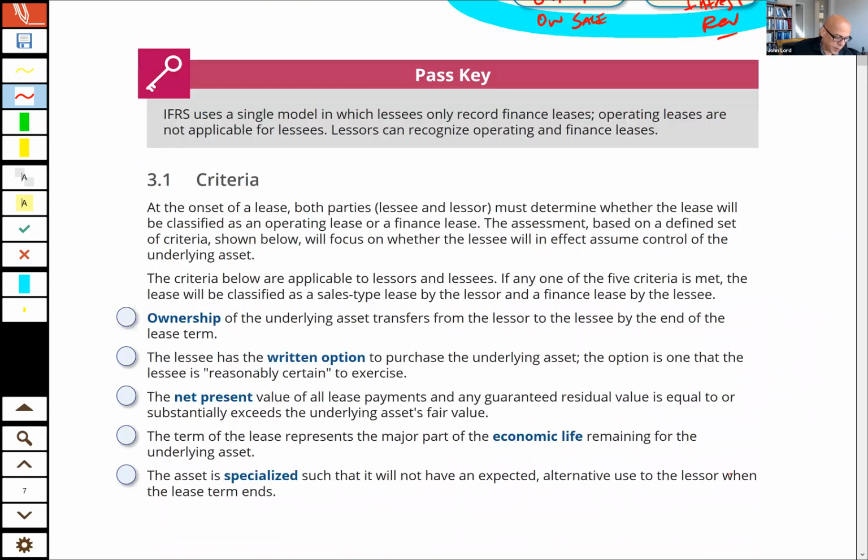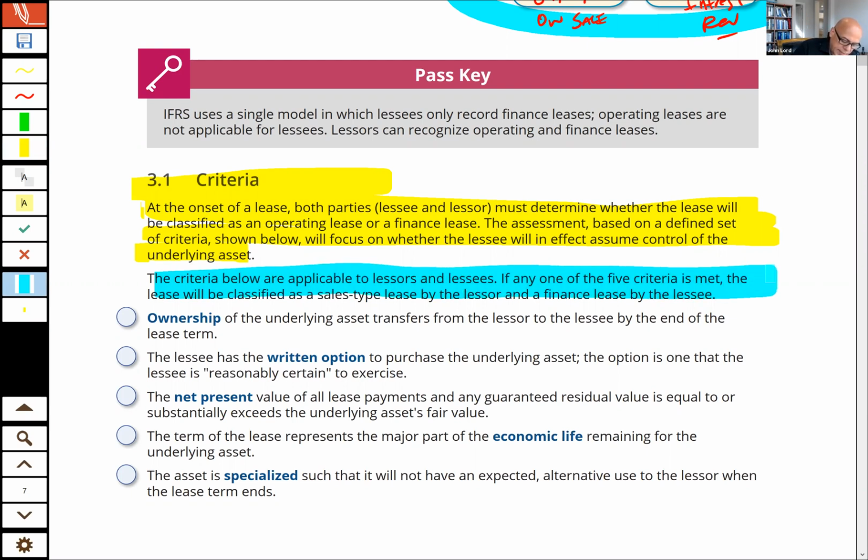Okay, now let's just go ahead and take a look at the criteria. And this criteria will help us determine whether or not we have an operating lease or a finance lease. So at the onset of the lease, both parties must determine whether the lease will be classified as operating or finance. The assessment is based on a defined set of criteria shown below on whether the lessee will in effect assume control of the underlying asset. So the criteria here are applicable to both lessors and lessees. If any one of the 5 criteria is met, the lease will be classified as a sales type lease by the lessor and a finance lease by the lessee. So we only have to meet any one of these criteria for it to be a finance lease for both the lessee and the lessor.